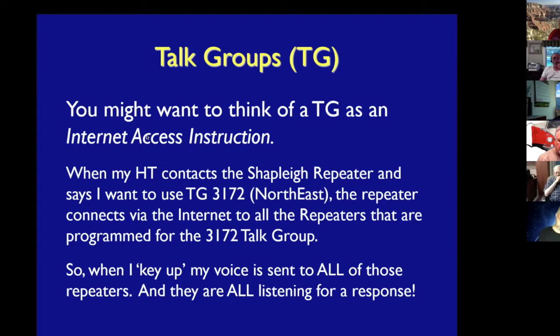So if I want to use the talk group number 3172, which is the Northeast area, I set up all of the necessary criteria, and I tell the repeater, okay, I'm looking to talk to 3172, and the repeater connects via the internet to all the repeaters that are programmed for that 3172 talk group. And that could well be in the hundreds of repeaters.